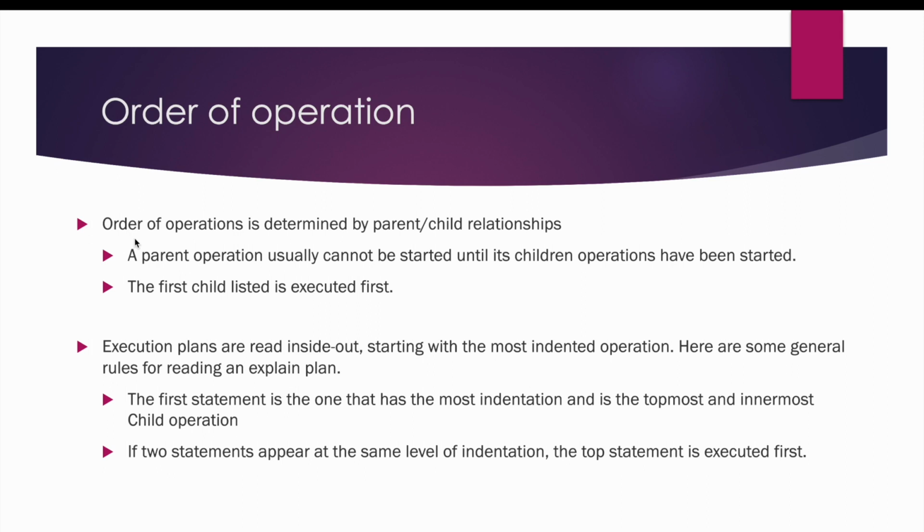In a parent-child relationship, a parent operation usually cannot be started until its child operation has been started. Basically, it means once all the child operations are completed, only then can the parent operation execute. If there are multiple children for a parent operation, the first child listed in the execution plan will always execute first. The second method to determine the order of operation is by reading the execution plan directly, inside out, starting with the most indented operation.